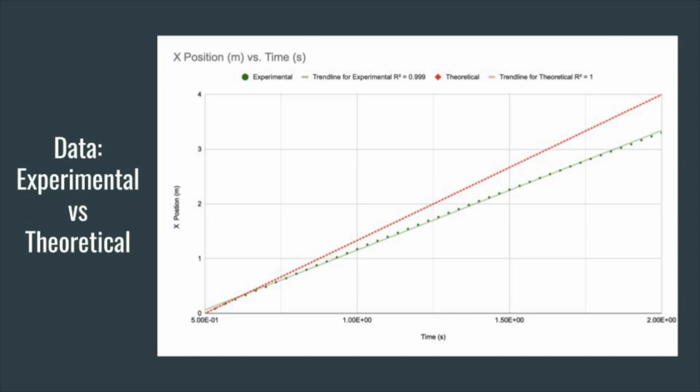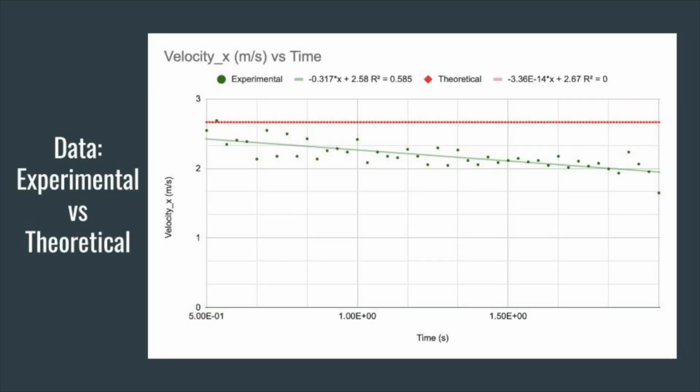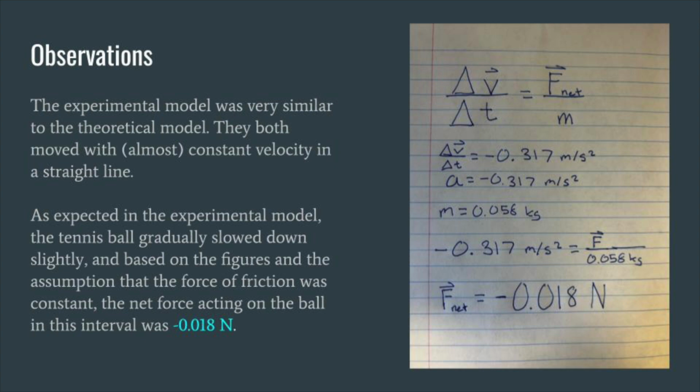First, we have our position versus time graph, the red being the theoretical line. It is perfectly linear as it follows the theory. In the experimental model, it starts off just as quick, but the position falls behind. In this graph, it shows the velocity. The theoretical velocity remains constant and unchanged, while the experimental velocity varies because of the tracker information and drops slightly. The experimental model is very similar to the theoretical model in this experiment with an almost constant velocity.